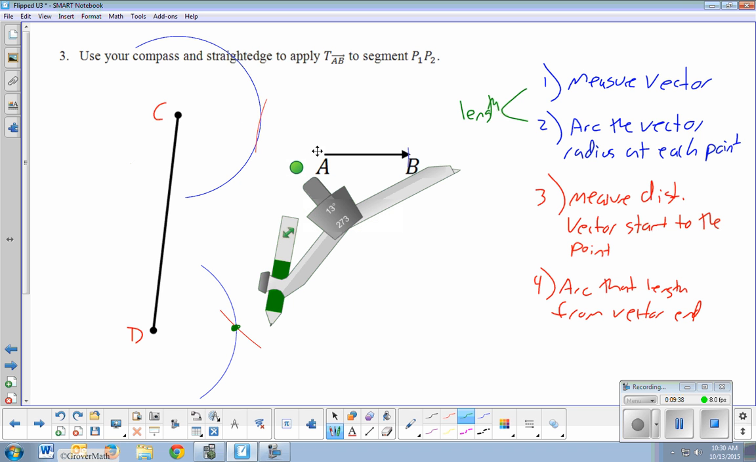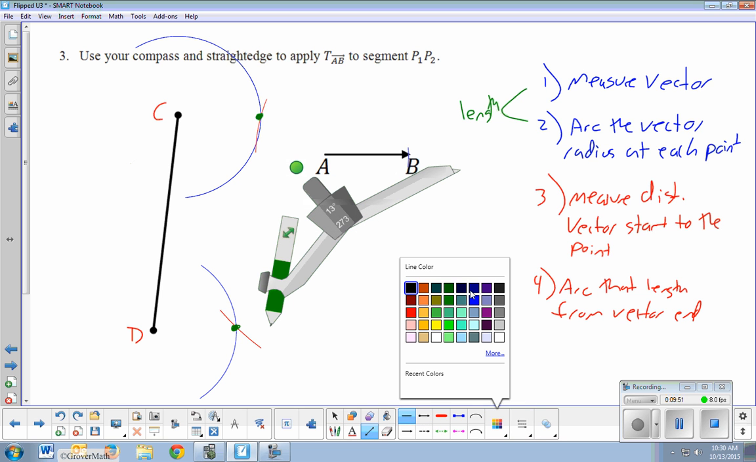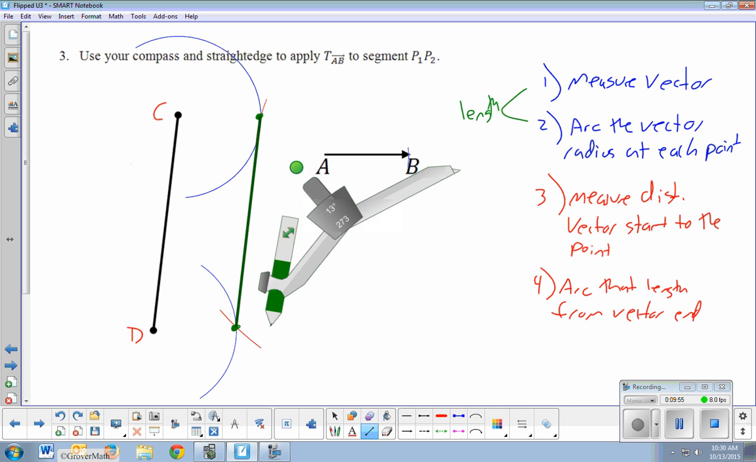You can usually tell that this vector is kind of straight to the right, so it makes sense that it would be over here. This over here would be a little bit down too much, so that doesn't make a lot of sense. That is our translation right there. Connect your dots. That's it. And then let me label that C prime and D prime.